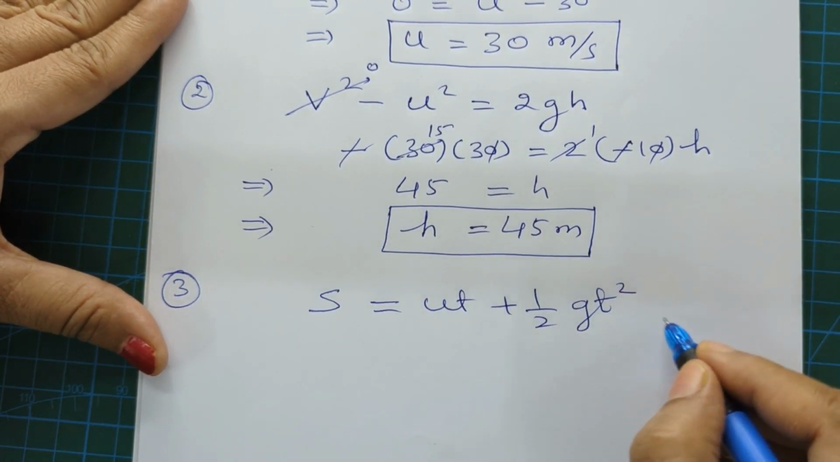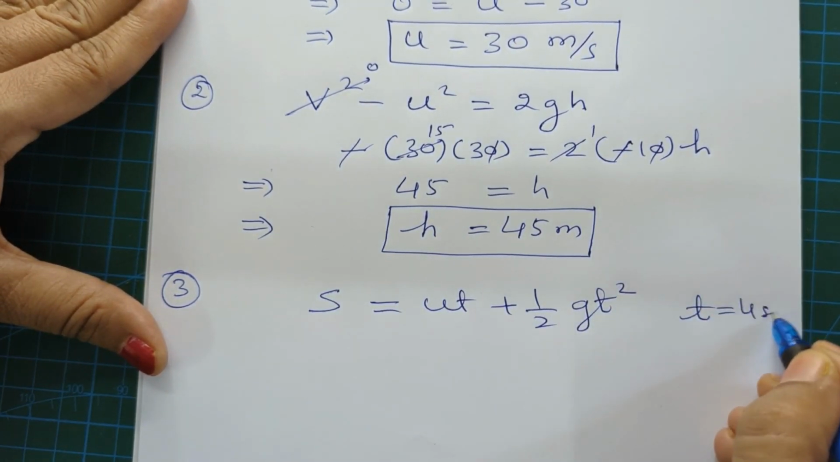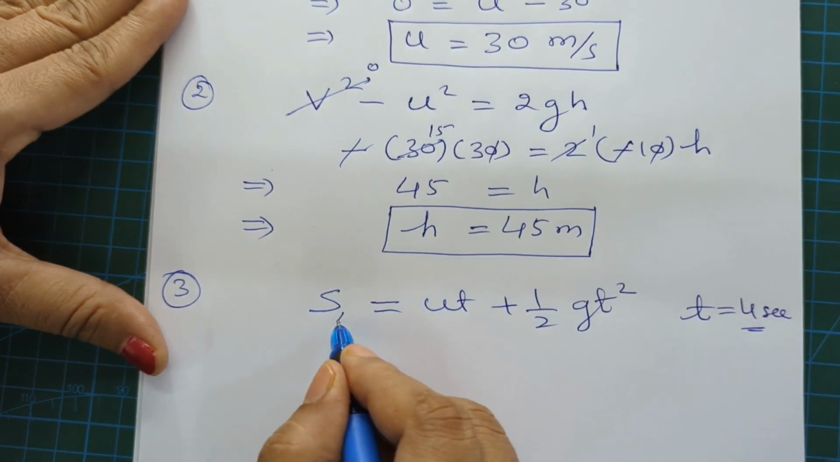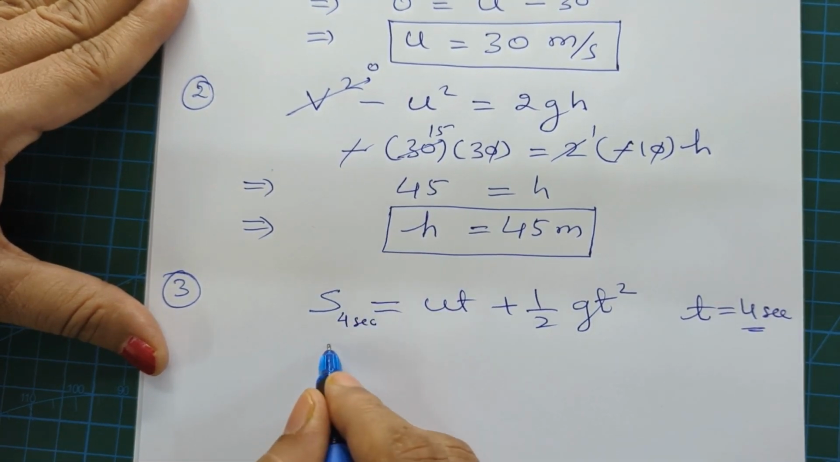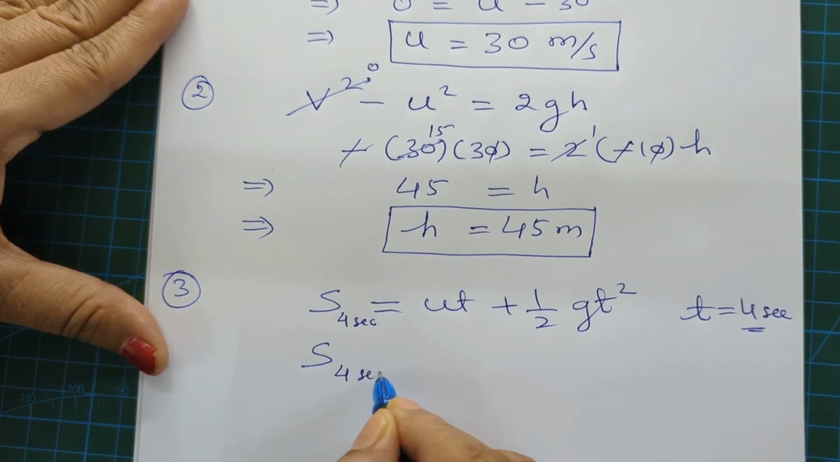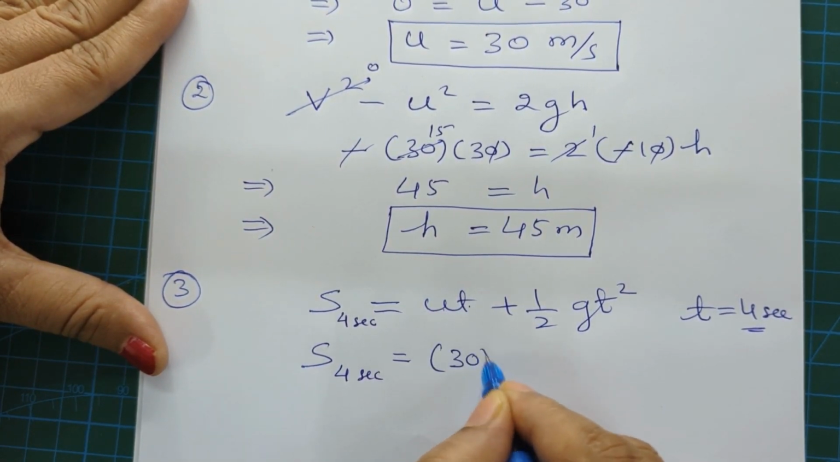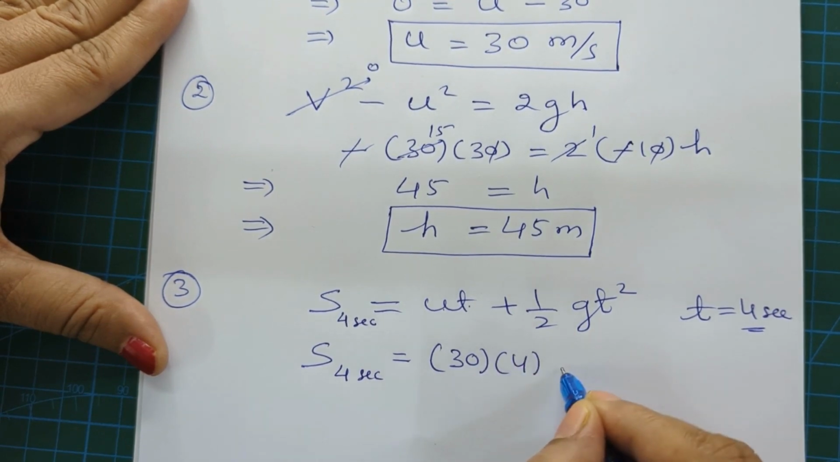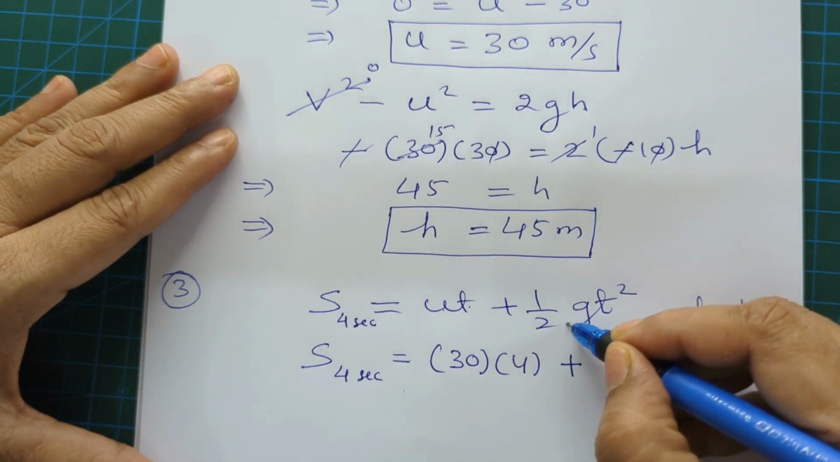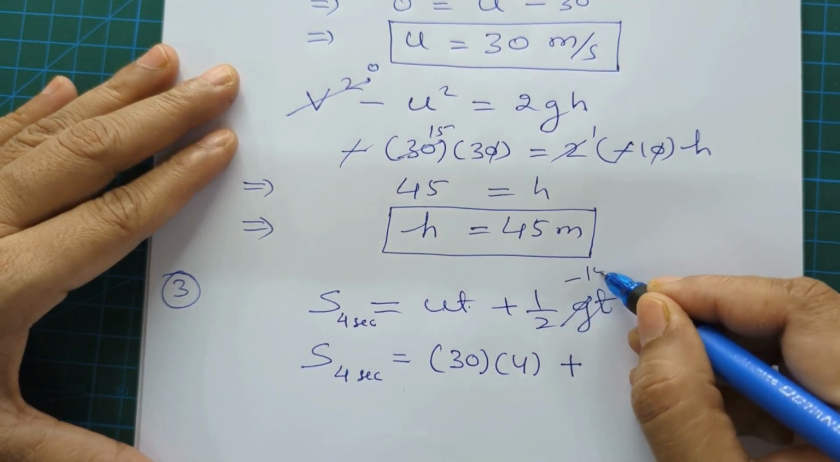And what is the time in this case? The time is 4 seconds. So we have to find S at the end of 4 seconds. S at the end of 4 seconds is ut plus half g t square. The initial velocity of throw is 30, time is 4. It is thrown upwards, so g is negative, so this is negative 10.